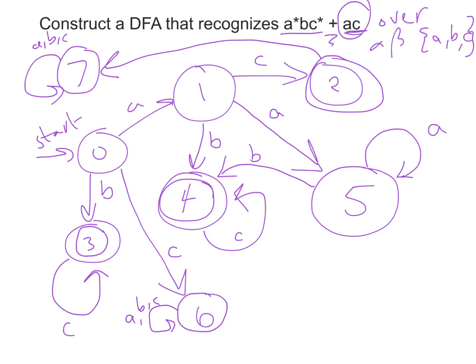Where's state 3? Here's state 3. Right now, state 3 just has an out arrow for C, so we need A and B to fail. Unfortunately, we've got state 6 there, so we can say go down that way on A and B.